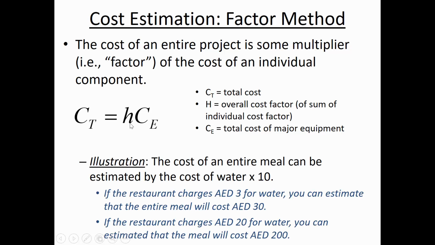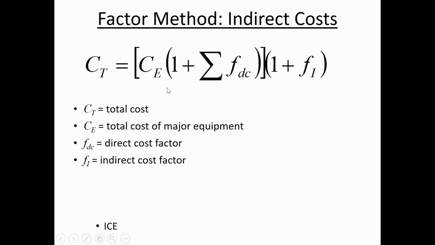So if I was spending 3 dirhams on a bottle of water, then probably the meal was going to be 30, but 20 dirhams for a bottle of water, then the meal would be 200. So that's kind of the illustration of the factor method.